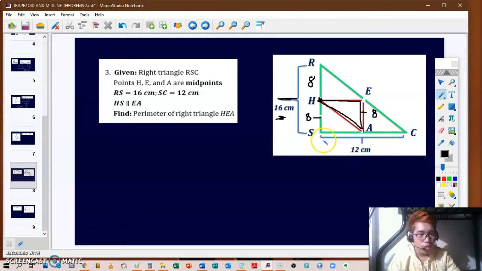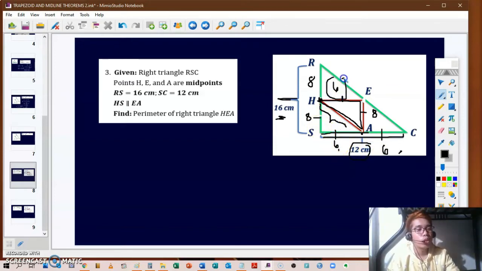We can also do the same thing here at the bottom. We have here 12 centimeters. Since point A is the midpoint, we can say that AC is equal to 6 and SA is equal to 6. Since HE is parallel to SA, we can say that HE is also equal to 6. And lastly, we just need this hypotenuse.